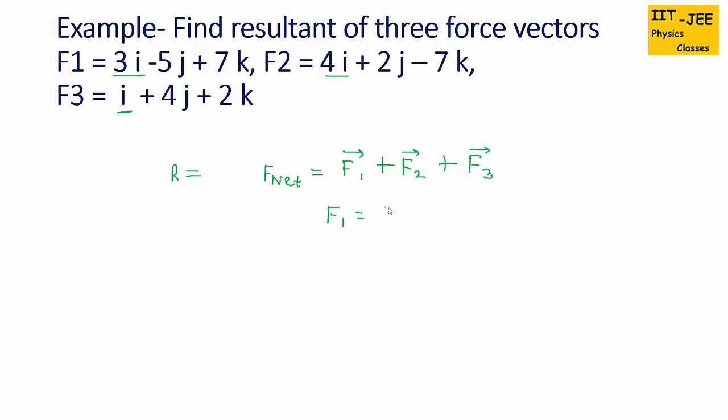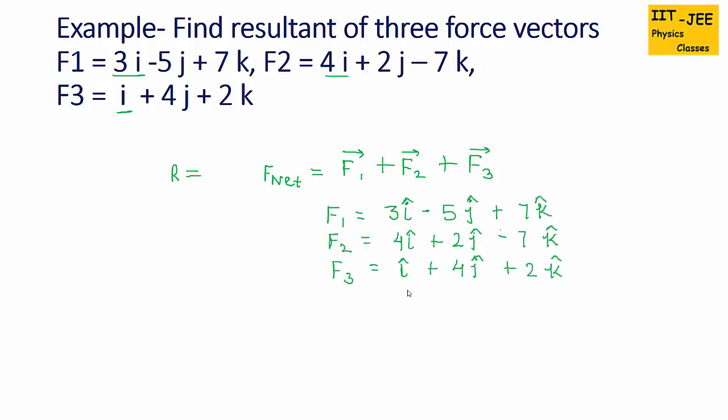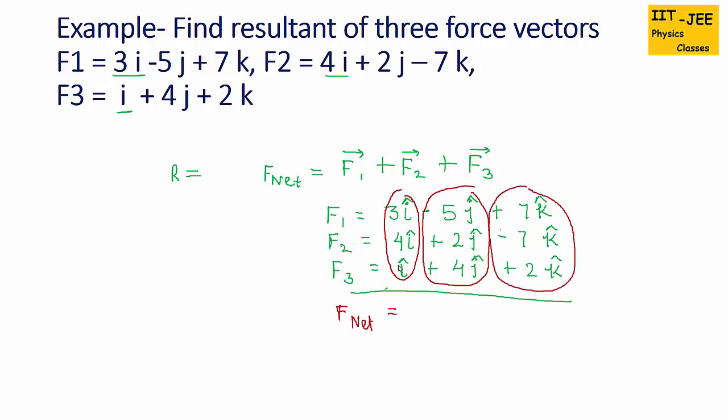Here we are going to solve it like this. We will arrange all the forces in the same order: this is our first force, and then the second force in the same order. Now you can add these vectors easily. You add up all the i components, all the j components and all the k components. So net force equals 3 plus 4 plus 1, that is 8i cap, minus 5 plus 2 plus 4 equals plus 1j, or simply j cap, plus 7 minus 7 plus 2 equals plus 2k cap. So we got the resultant force vector in the ijk form.